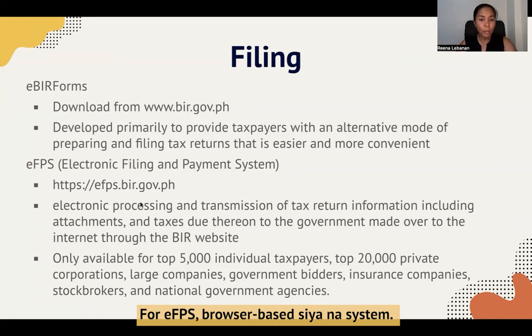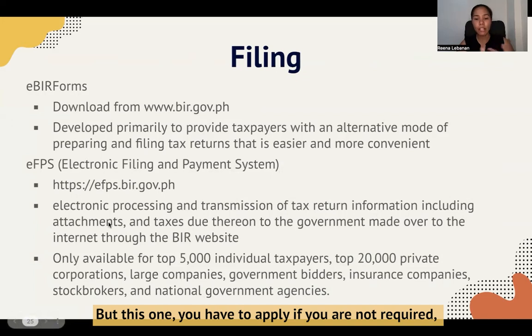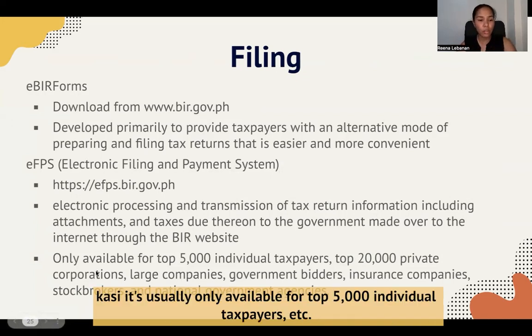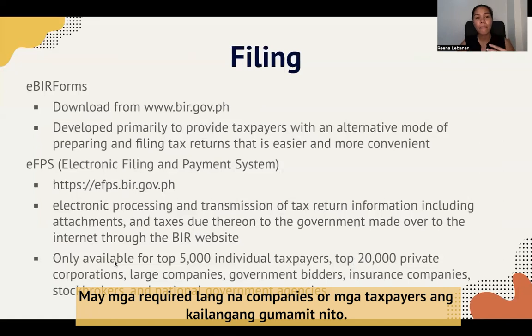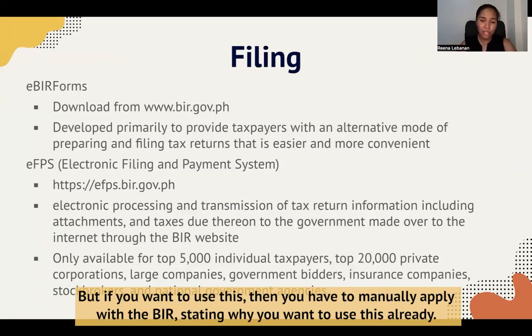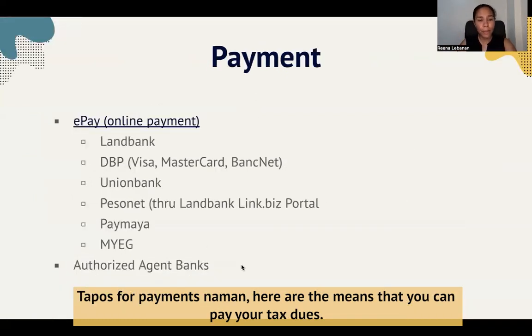For eFPS, it's a browser-based system. But for this one, you have to apply if you're not required, since it's usually only available for the top 5,000 individual taxpayers, etc. Only certain required companies or taxpayers need to use this. But if you want to use it, you have to manually apply with the BIR stating why you want to use it already. Then, for payments, here are the means that you can pay your tax dues.